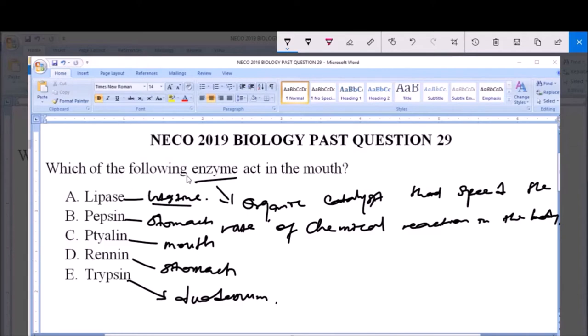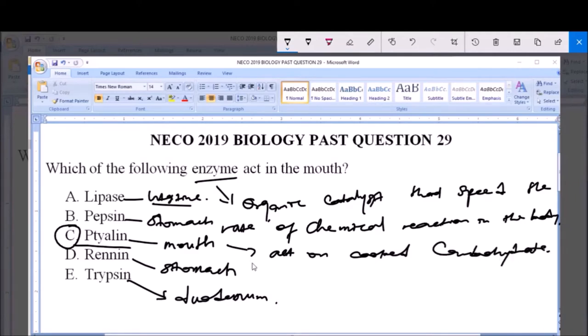So the question says which of the following enzymes acts in the mouth, and from these options and the analysis I've made, enzyme ptyalin is the only enzyme that is found in the mouth, and like I said, this enzyme acts on cooked carbohydrates. So enzyme ptyalin is found in the mouth, and it is secreted with the saliva. So the answer to this question is option C, ptyalin.